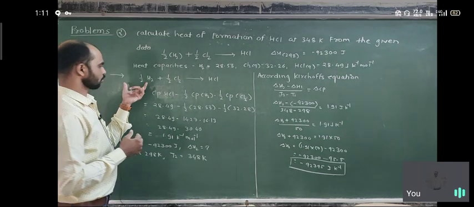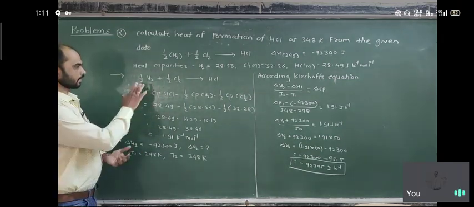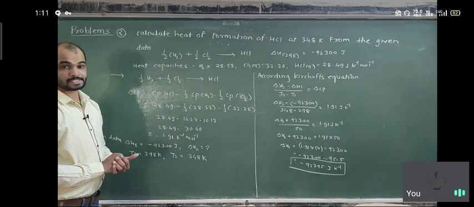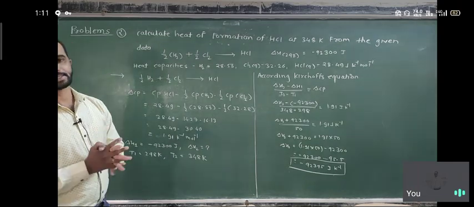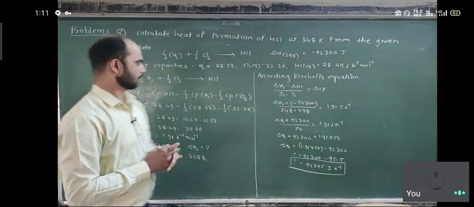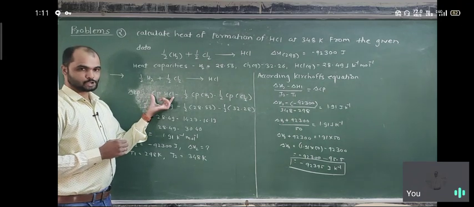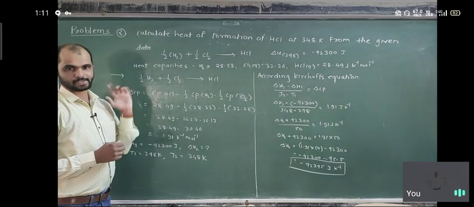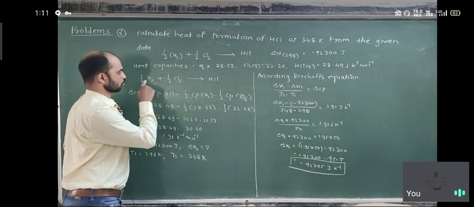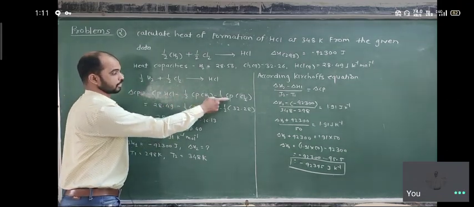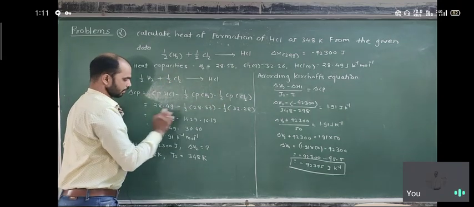So how to solve? Again, same as the last example. First of all, write the reaction: 1/2 H2 plus 1/2 Cl2 gives HCl. First of all we calculate the delta Cp, the change in heat capacity. Delta Cp is equal to heat capacity of the product minus heat capacity of the reactants. So Cp of HCl minus 1/2 Cp of H2, because 1/2 is given, minus 1/2 Cp of Cl2, because 1/2 is given. So we put all the values here.